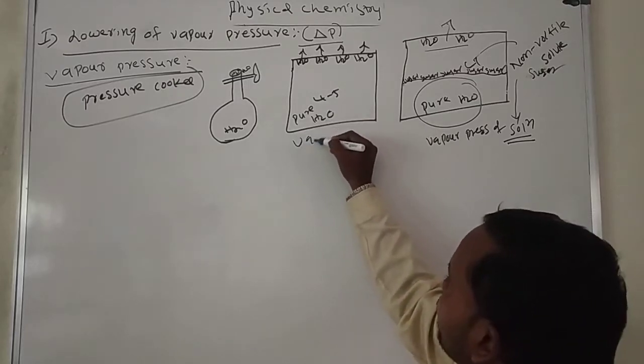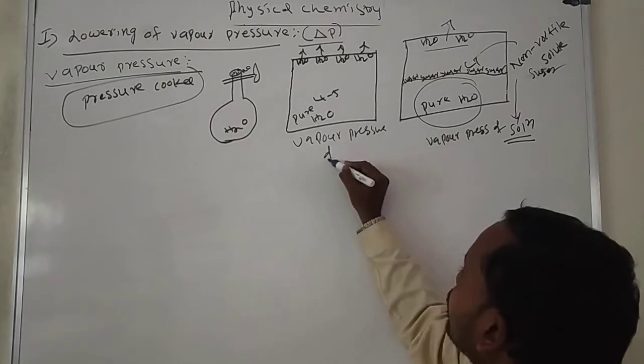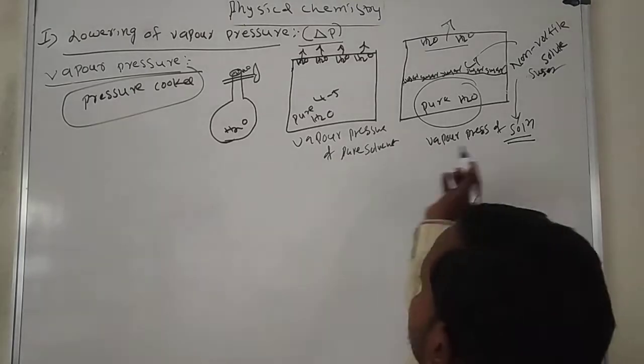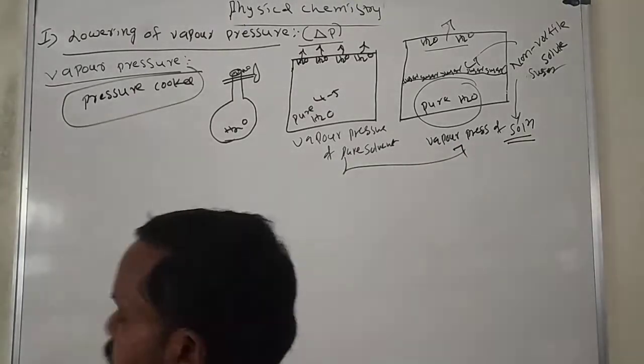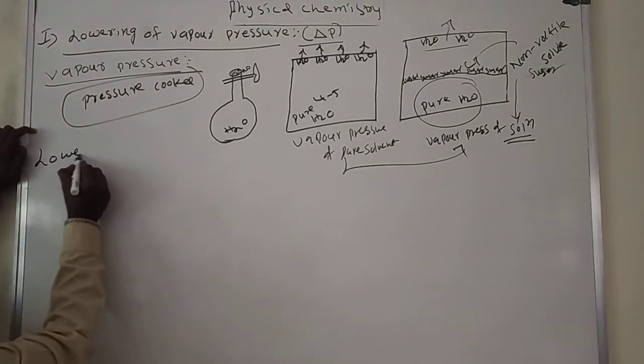Here, vapor pressure of pure solvent. What do you observe from here to here? The vapor pressure of pure liquid or pure solvent decreases by the addition of non-volatile solute. That is called lowering of vapor pressure.